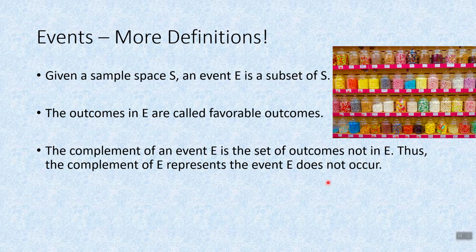The complement of an event E: suppose I touch a jar and there are no yellow candies in it, this will be the complement of E, or E complement. It's the event that I touch a jar and there are no yellow candies in this particular example. Okay, so event E are favorable outcomes. E complement is non-favorable outcomes.